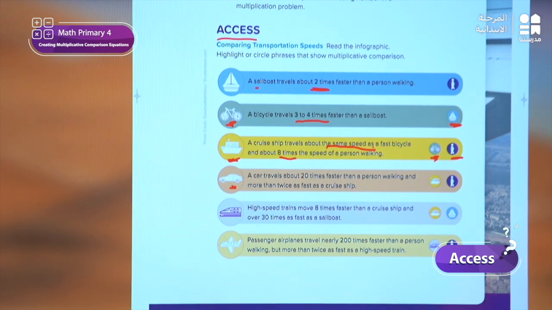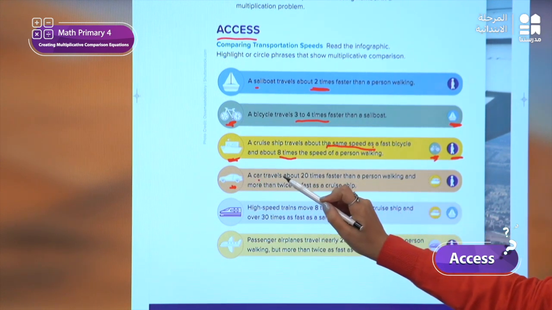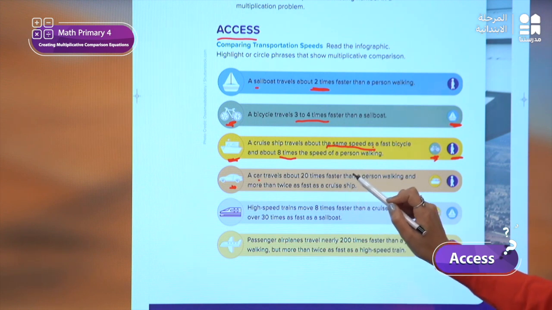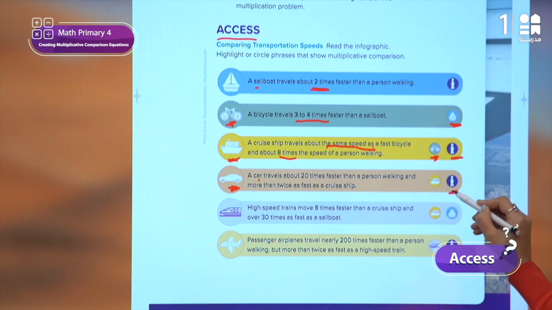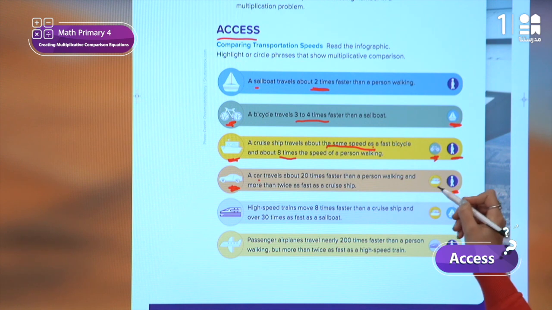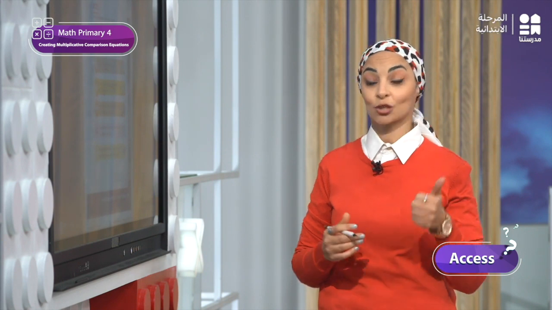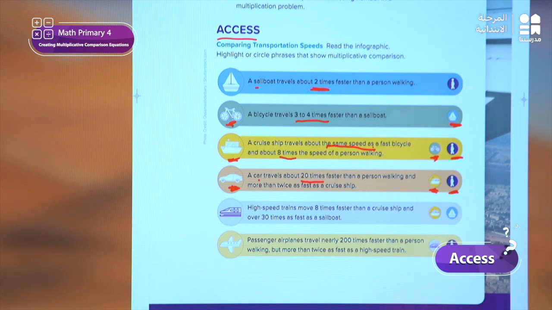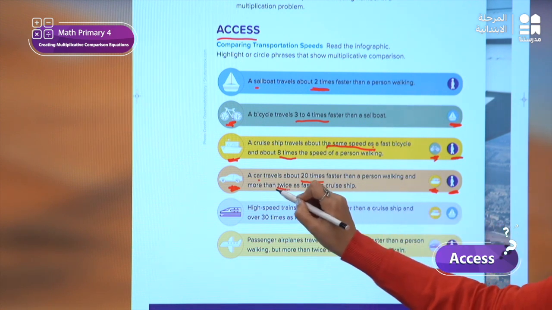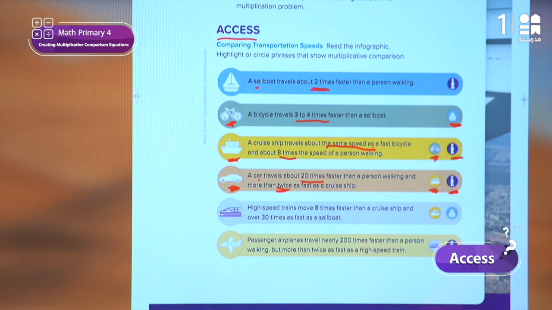And now, let's move to sentence number 4. The fourth phrase is, tell me, a car travels about 20 times faster than a person walking. بعمل comparison ما بين الكار والperson walking and more than twice as fast as a cruise ship. طيب ايه الفريزز اللي بتعبر عن comparison here؟ هعمل سيركل على ايه؟ Yes, 20 times. وعندي حاجة كمان، عندي فريز كمان اللي هي ايه؟ Yes, twice. هي دي الفريزز اللي هعمل عليها سيركل. So circle these two phrases.